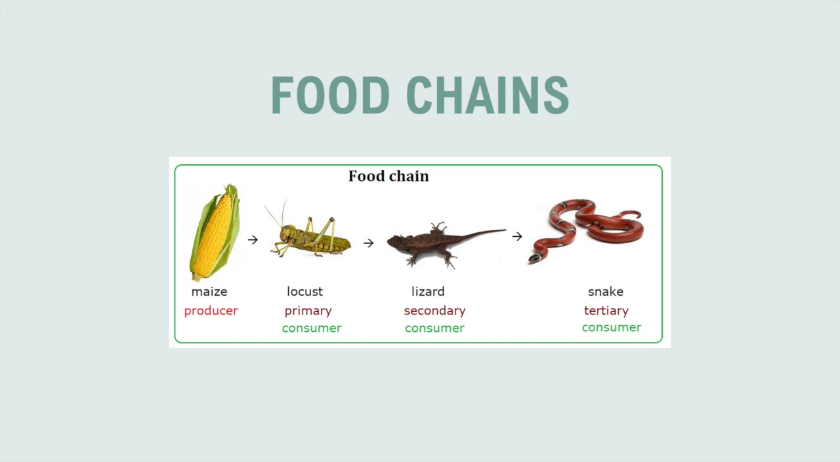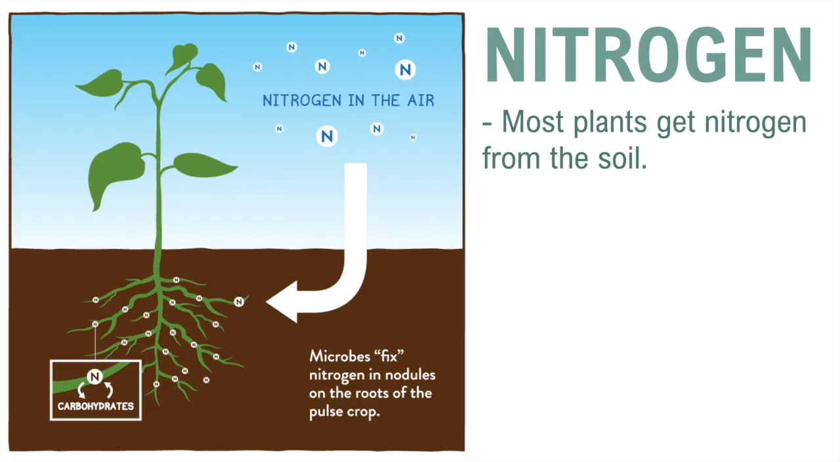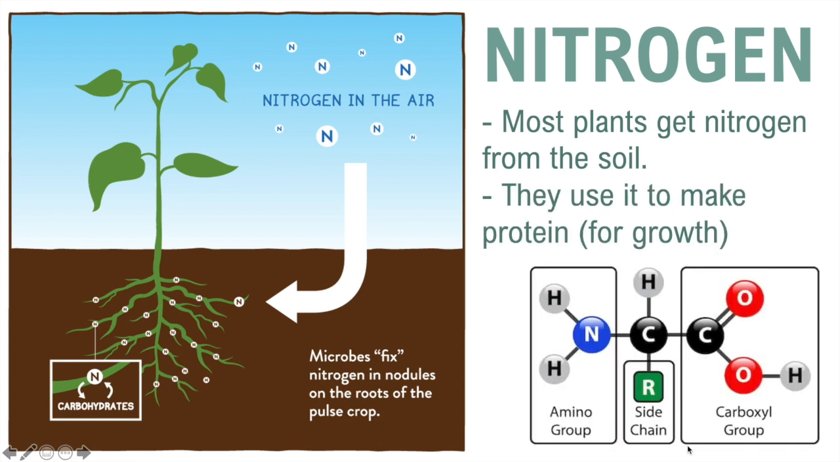carnivorous plants are both producers and consumers because they photosynthesize, but they also eat insects. So why do they need to do both? The answer is nitrogen. Nitrogen is a nutrient that all plants need, but most plants get nitrogen from the soil. We will learn more about how that works when we learn about the nitrogen cycle, but nitrogen is very important to make amino acids. And maybe you remember that amino acids are used to make protein.